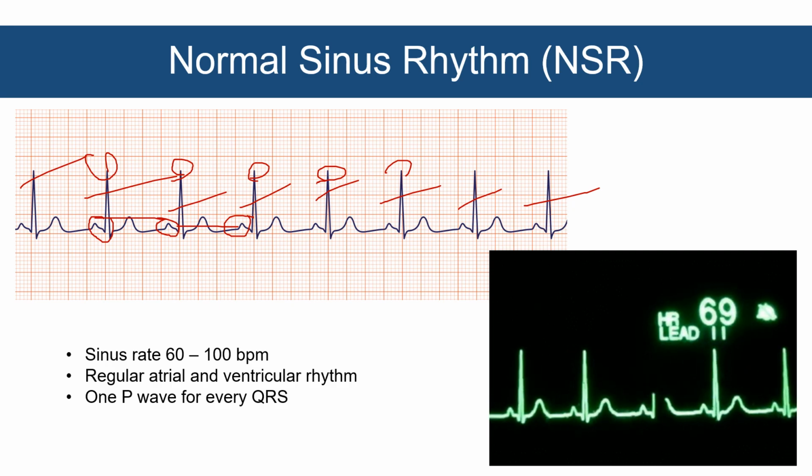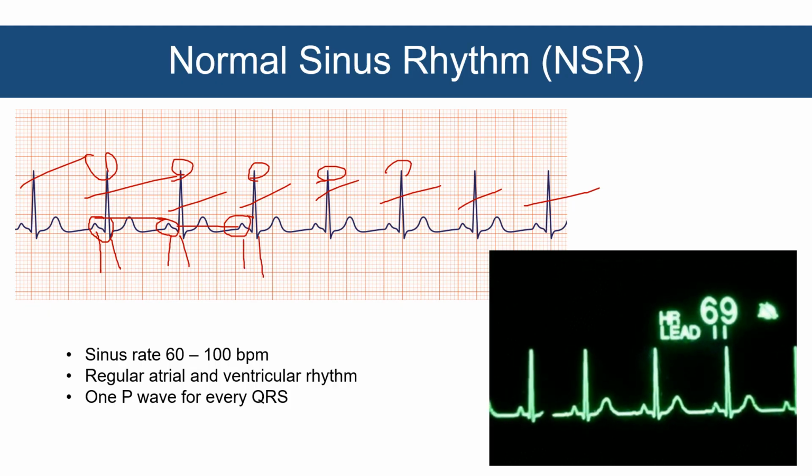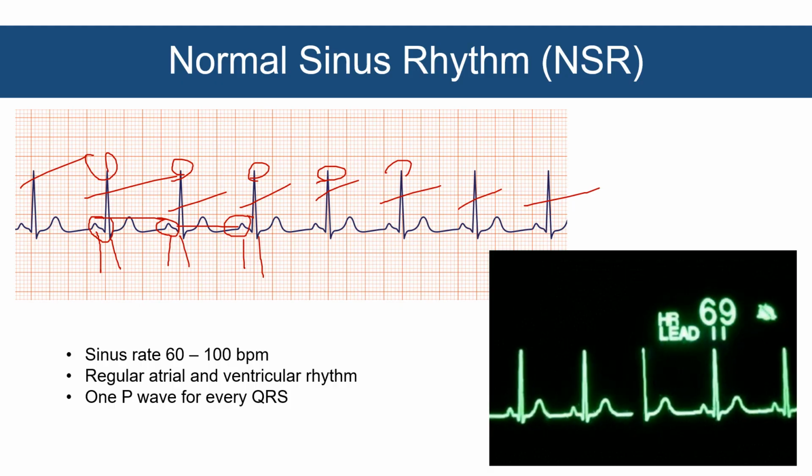And then if you see here, this is a P wave, this is a QRS, this is a P wave, this is a QRS, P wave, QRS. They are coupled together. So all together that makes this normal sinus rhythm. So now that we know what normal sinus rhythm is, let's talk about our dysrhythmias.